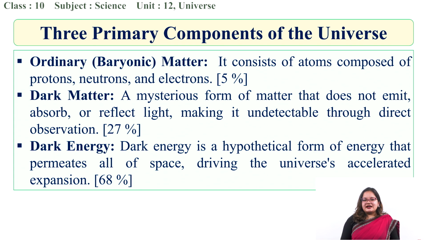This hypothetical form of energy occupies 68% of the total universe. Among the three primary components, the observable universe seems to be the least one. Okay, so now we have some basic concept about the universe. We know what its components are and what the universe contains. We know all of that.